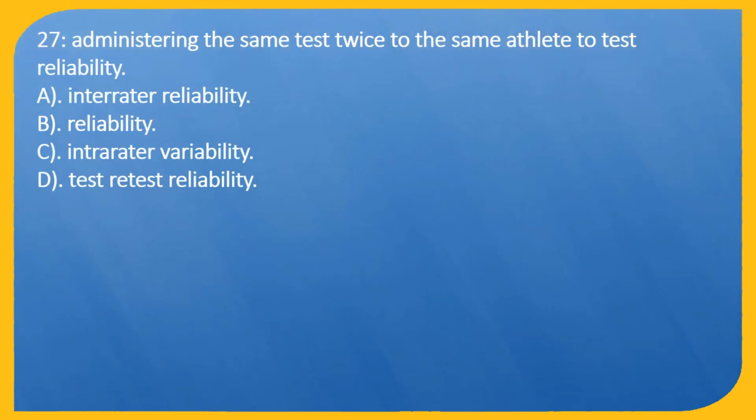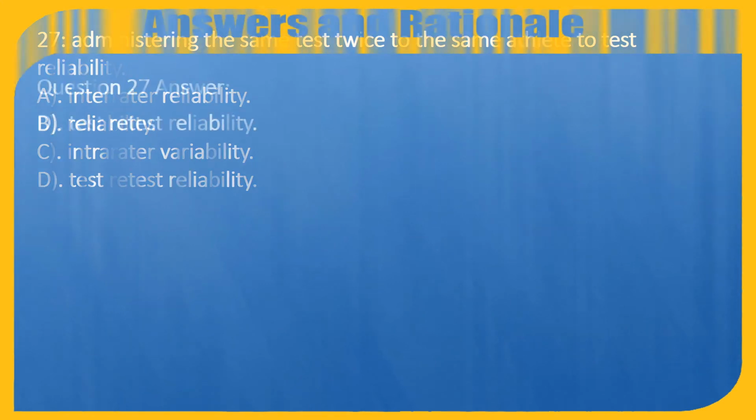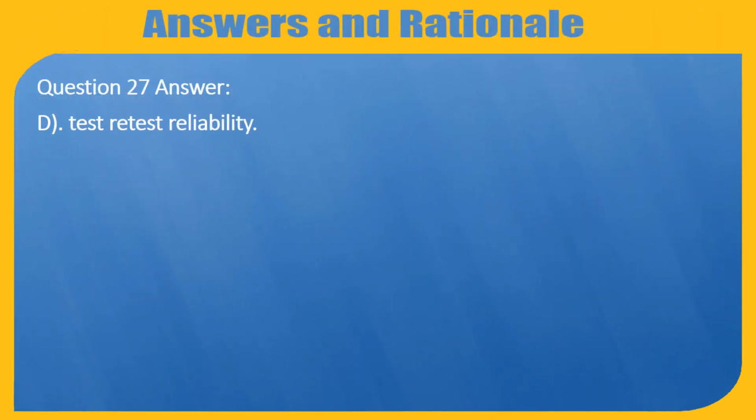Question 27: Administering the same test twice to the same athlete to test reliability. A. Inter-rater reliability. B. Reliability. C. Intra-rater variability. D. Test-retest reliability. Question 27 answer, D. Test-retest reliability.